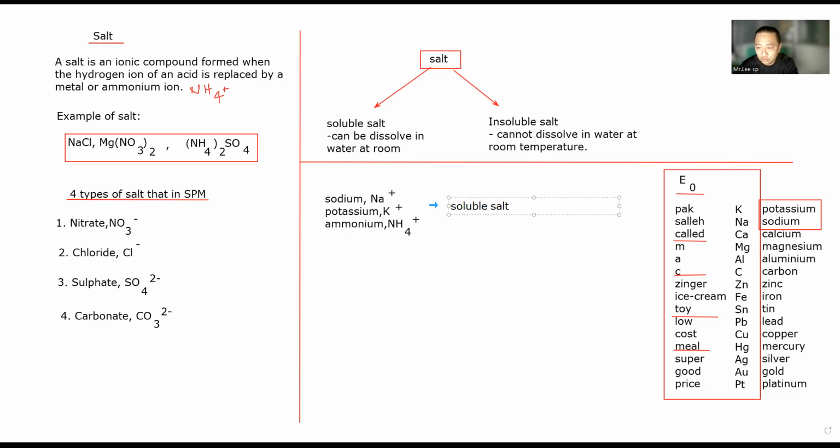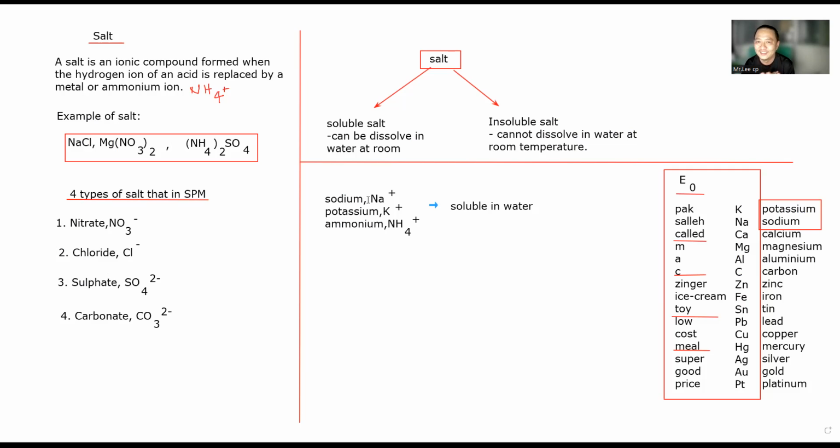Right. Salt soluble in water, or soluble salt. So meaning that if I have NaCl, sodium chloride, the salt that you eat every day, you throw it in the water, and you don't need to stir it. It will dissolve, right? Dissolve means hilang.